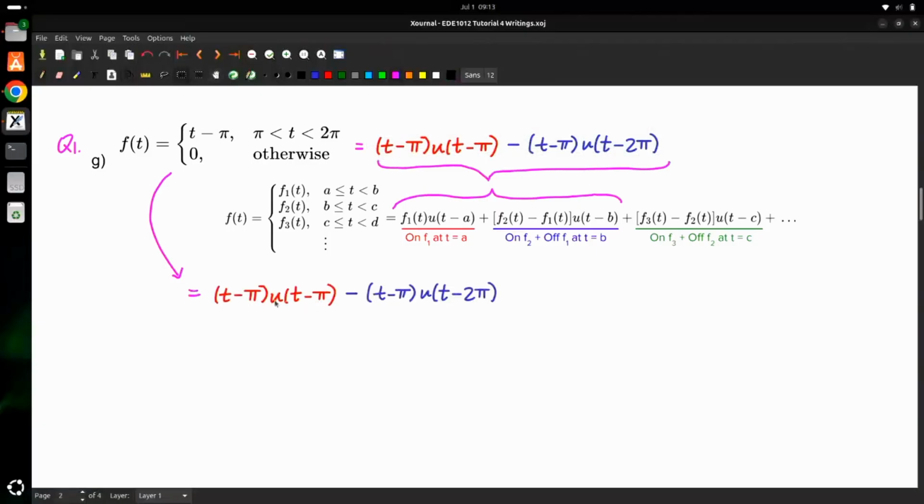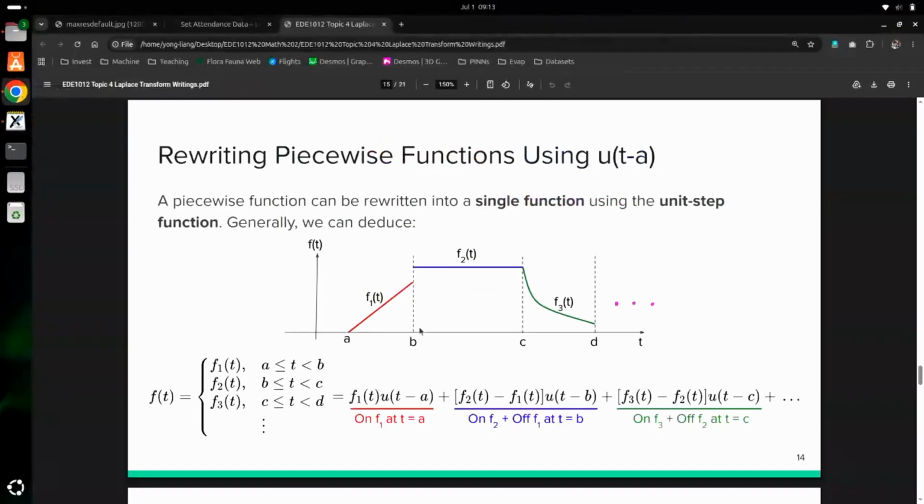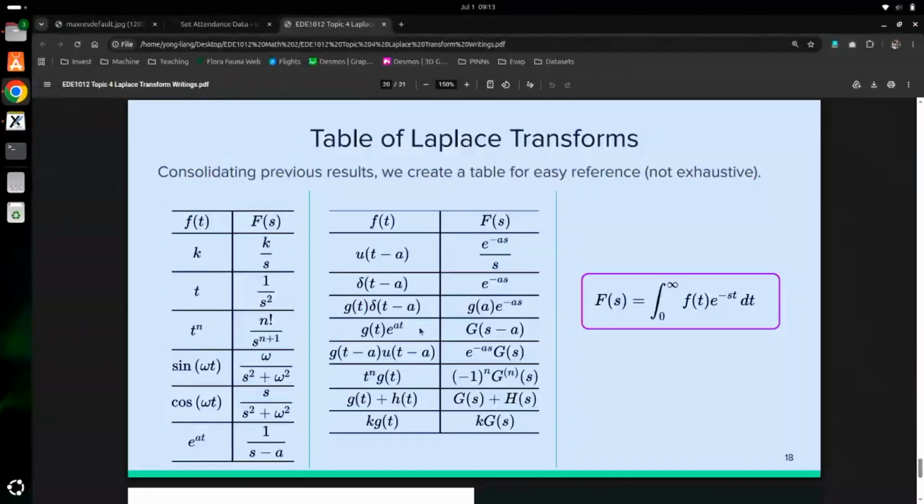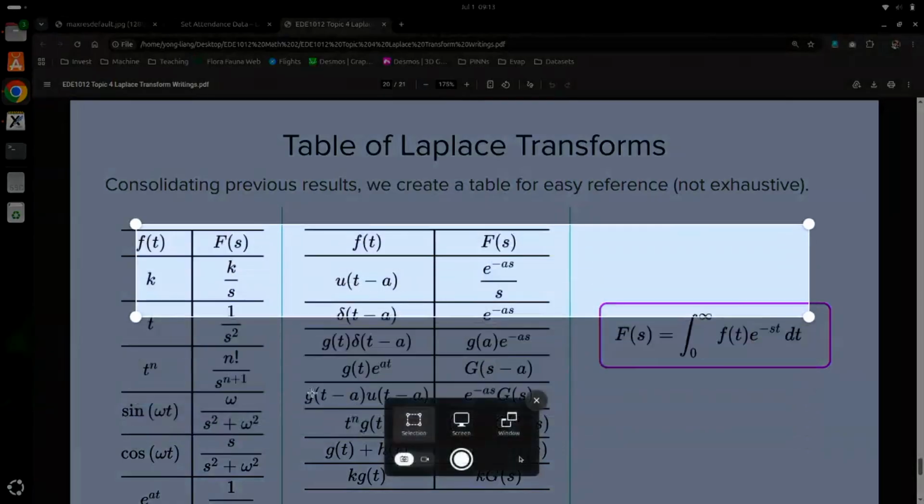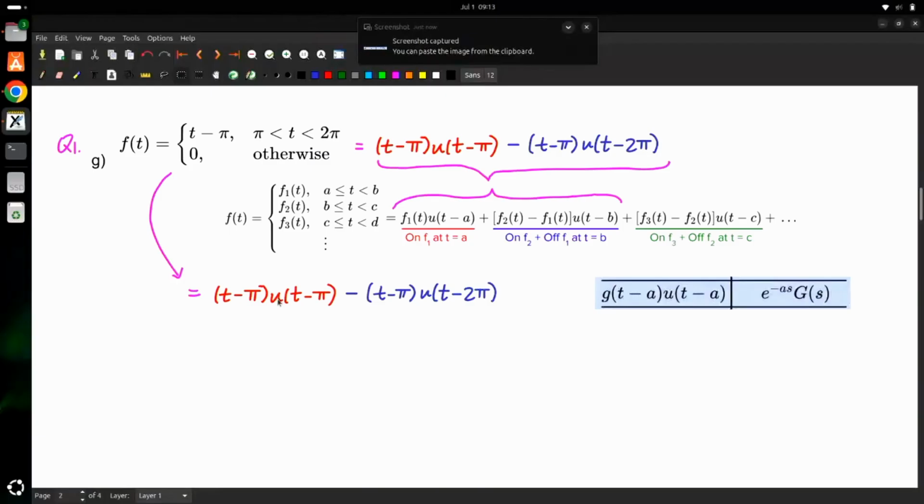Okay, this one is okay, because your Laplace transform for the unit step is this guy, which is this one. So you need to have t minus a, unit step of t minus a. So the first one is in the correct form. So this one okay, but this one not okay. This one minus a, but this one minus 2a. So therefore you need to rewrite.